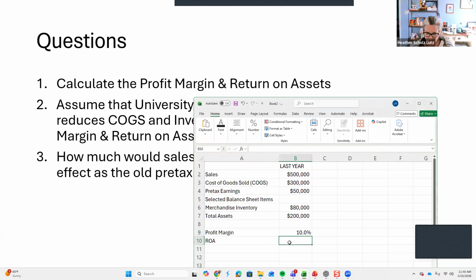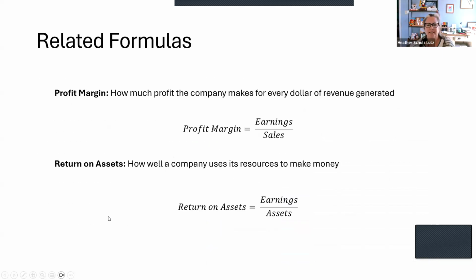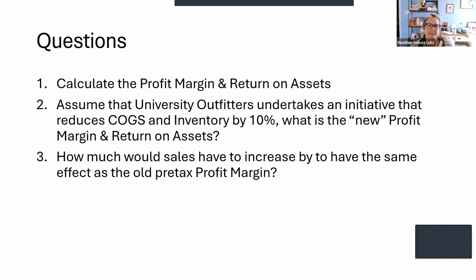If we look at our return on assets, again, that was your pre-tax earnings divided by your total assets. And we get a value of 25%. Again, we're just going to switch that to a percent. So that's kind of straightforward. We're just using our formulas here: earnings divided by sales for profit margin, and earnings divided by assets for your return on assets.